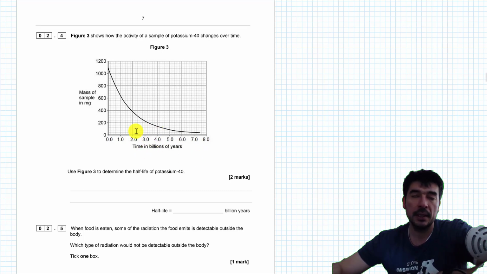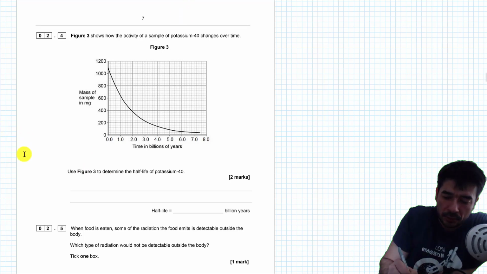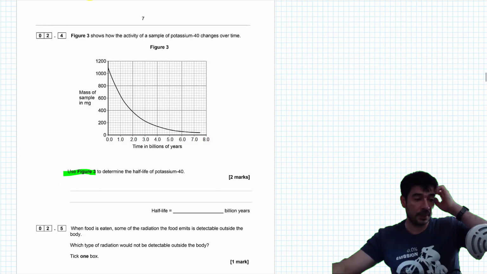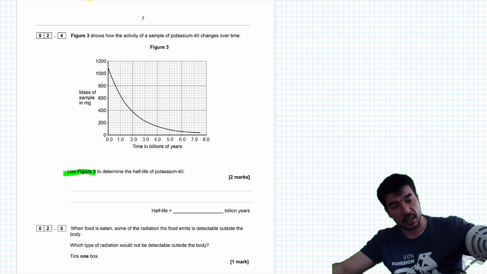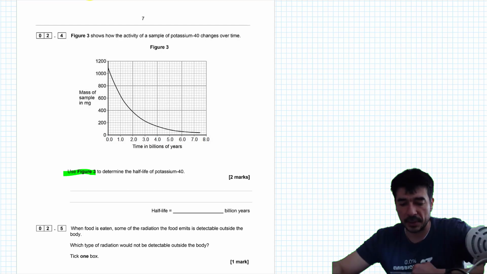Billions of years. So like I always say when you're reading a graph, eyes should go straight to the axis first, so mass of sample in milligrams and time in billions of years. Use figure 3. This is important, right? It says use figure 3 here. Use means put marks on figure 3. So if you're not marking the diagram, you could miss marks here. So use figure 3 to determine the half-life of potassium-40.